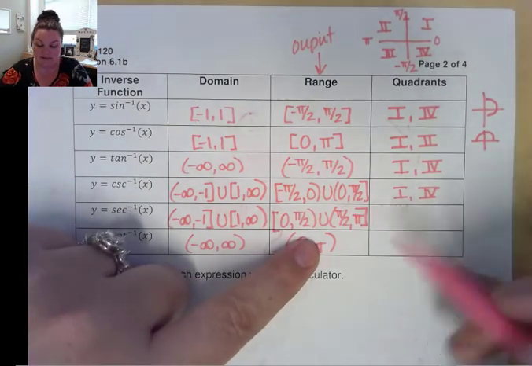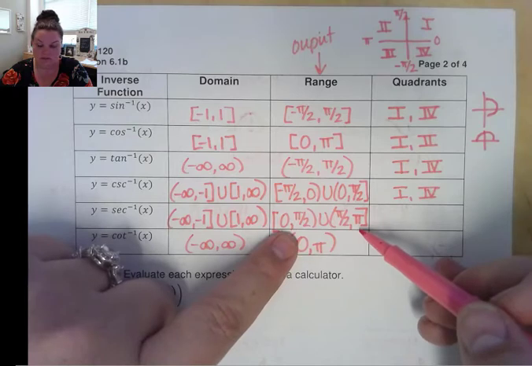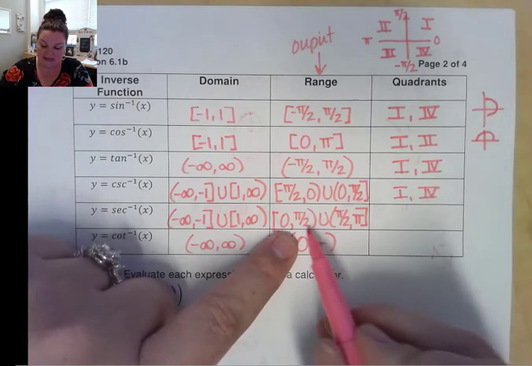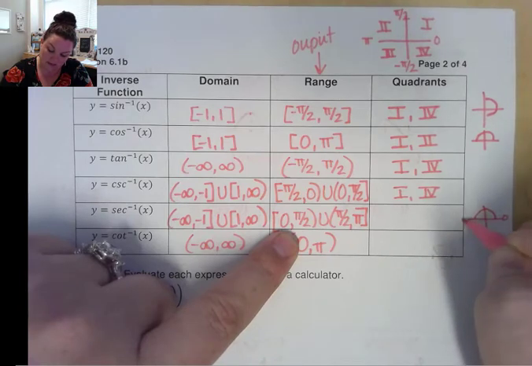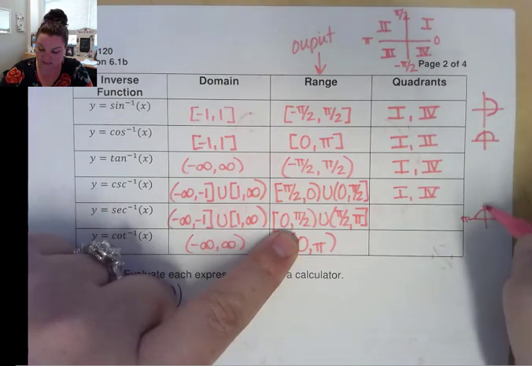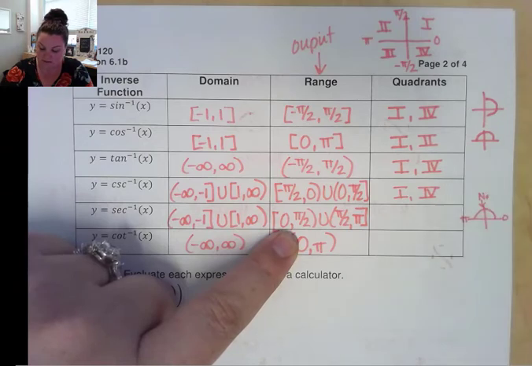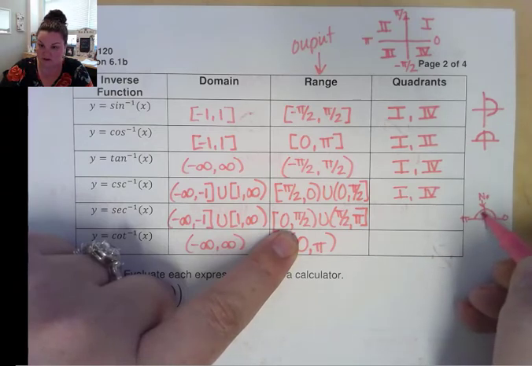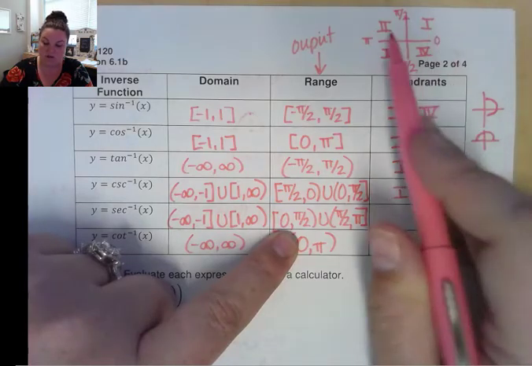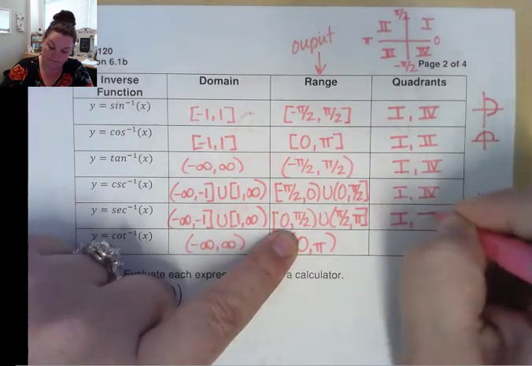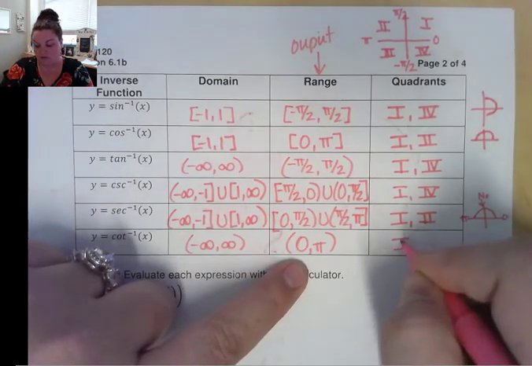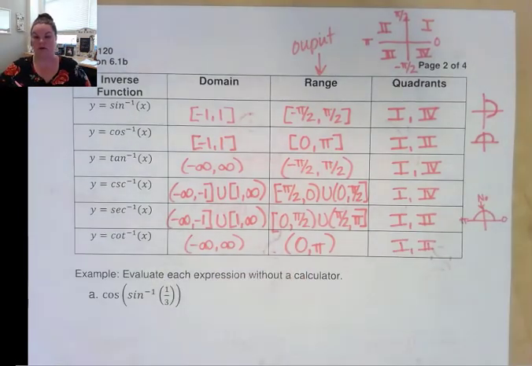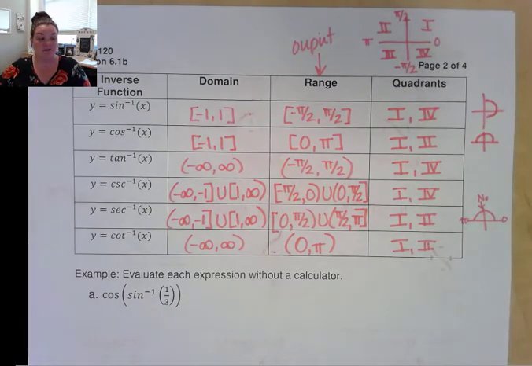Same thing. Next one, we have 0 to pi, right? We're taking out pi over 2, but this is still 0 to pi. We're just saying it can't equal this. But it's anything over here or anything over here, which is going to be quadrant 1 or 2. Okay? And then our last one, 0 to pi, this is going to be quadrant 1 or quadrant 2. So that's going to help us when we start solving some of these expressions.